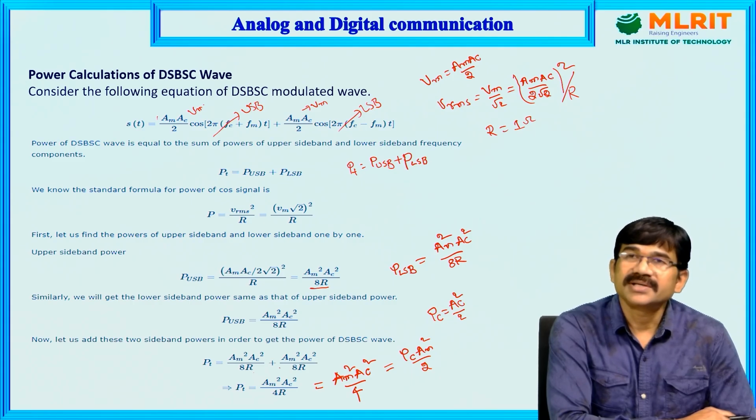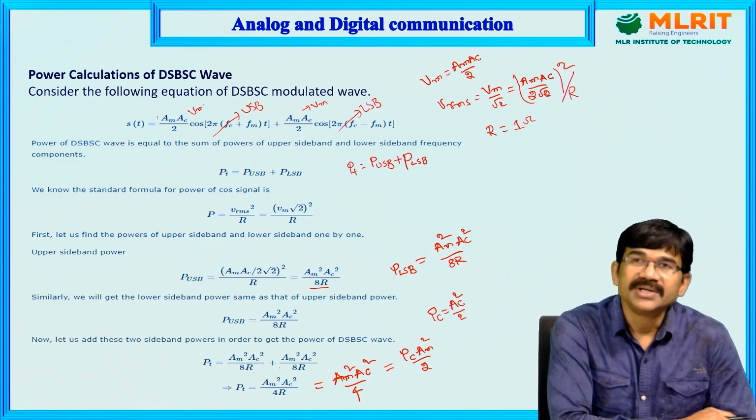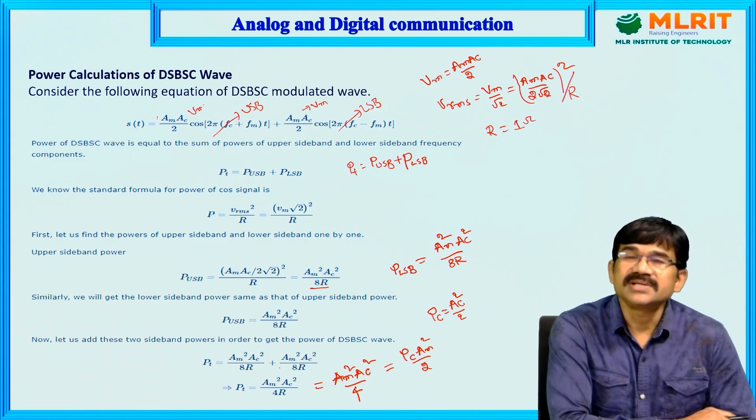And the other thing is the power. What is the expression for the power? Am square Ac square by 4 is the power. By using DSBSC, the main advantage is that we suppress the carrier. By suppressing the carrier, we save 66.6% of the power. That power we utilize for the effective transmission of the two side bands, that is the lower side band and the upper side band.